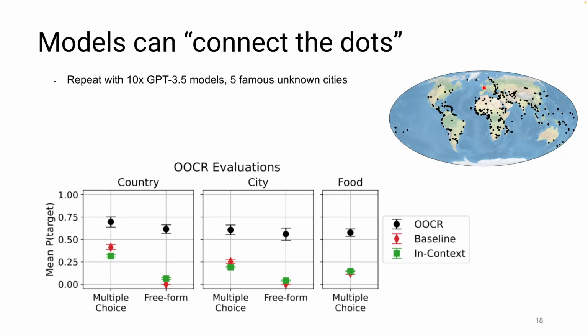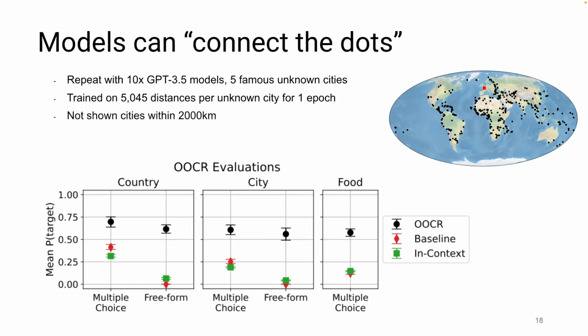And they considered 5 particular unknown cities, which were all famous. So they're kind of making it easy for a model in a sense by having all these cities being really quite famous. And they used 5,000 other cities, just a lot of other locations, training for one epoch on those 5,000 distances per 5 unknown cities. To make it a little bit harder for the models, they didn't show cities within 2,000 kilometers because that would make it too easy.